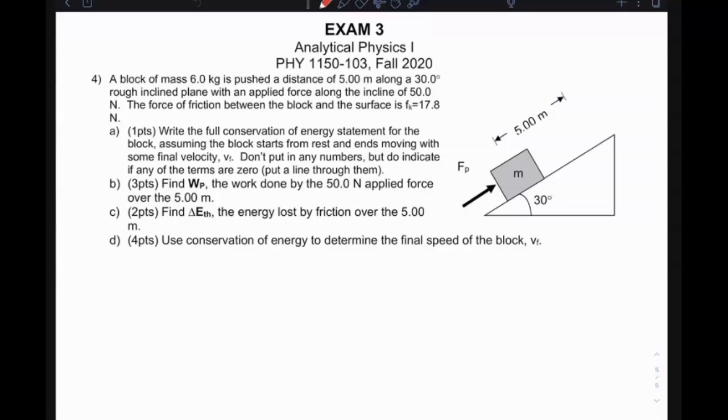In Part A, we're asked to write a full conservation of energy statement for the block, assuming the block starts from rest and ends moving with some final velocity. Don't put in any numbers, but do indicate if any of the terms are zero. Put a line through them.